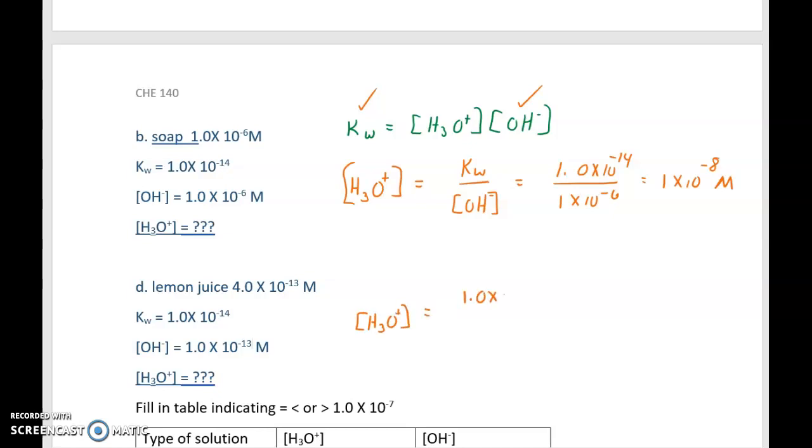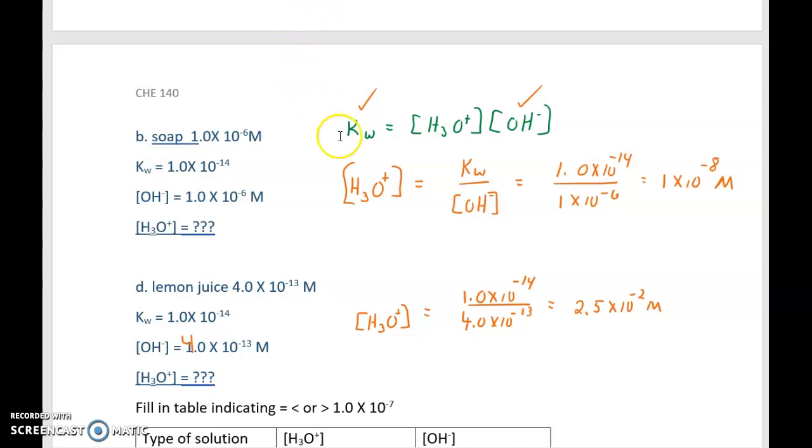Lemon juice would be similar. 1 times 10 to the minus 14th divided by the concentration here, which is 1.0 times 10 to the minus 13th. This is actually, should be a 4. And we get 2.5 times 10 to the minus 2nd.